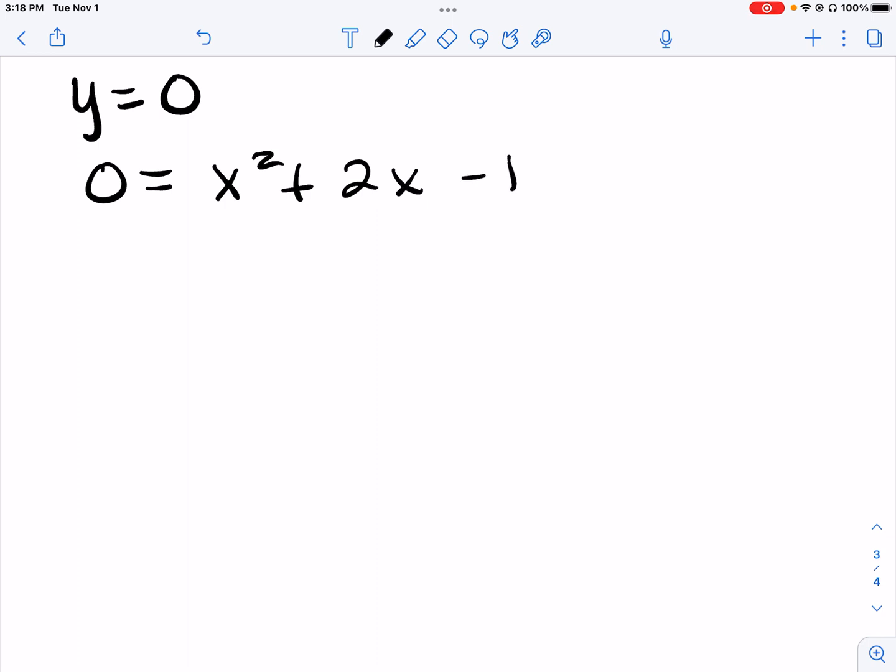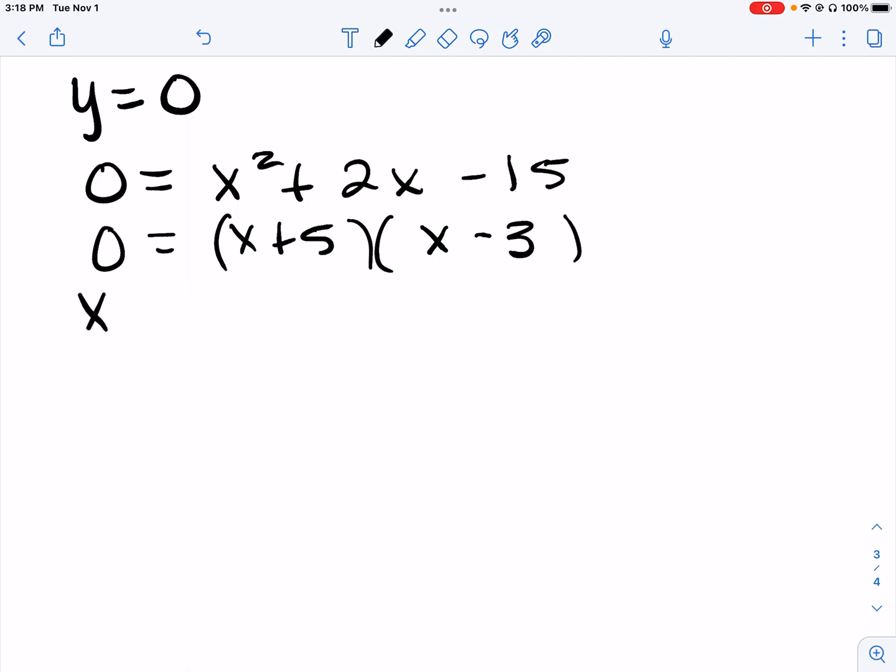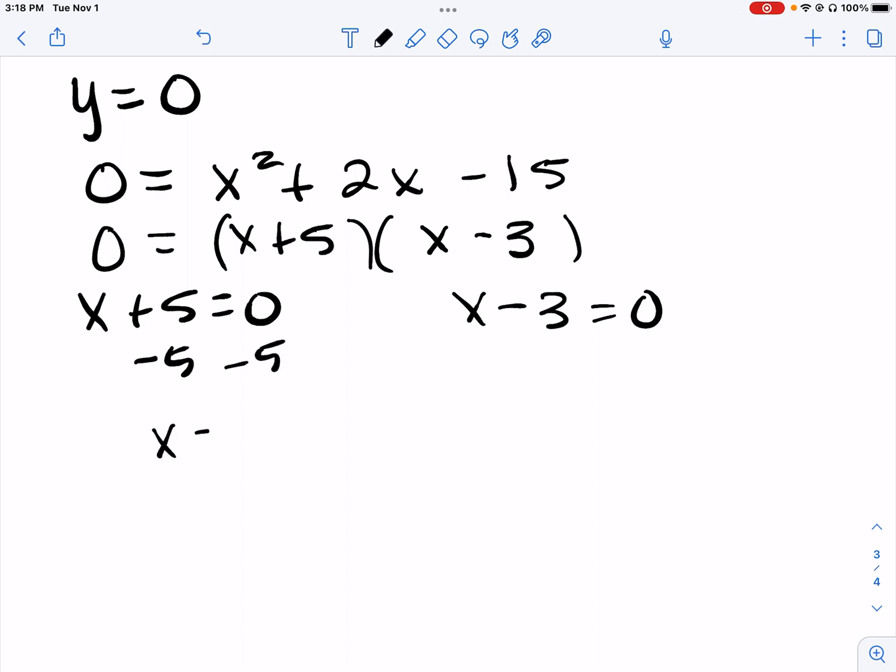Now it wants the intercepts. The intercepts are when y equals 0. So I'm going to put 0 in for y. This is a quadratic to solve, so I factor it. Plus 5 minus 3 would multiply to negative 15 and add to 2. Solve.